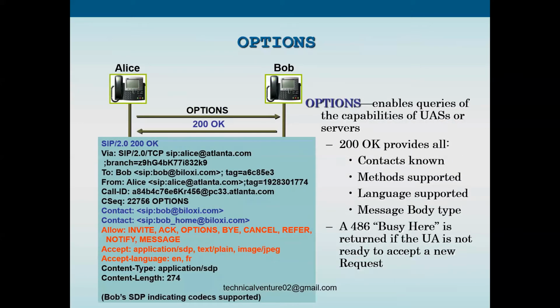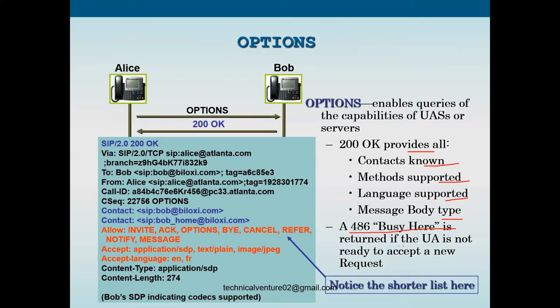Once there is an OPTIONS message, then there will be a 200 OK. That is a response as well. 200 OK provides all context known, methods supported, languages supported, message body type, and a 486 Busy Here is returned if the UA is not ready to accept a new request. Now you can see the Allow messages there.